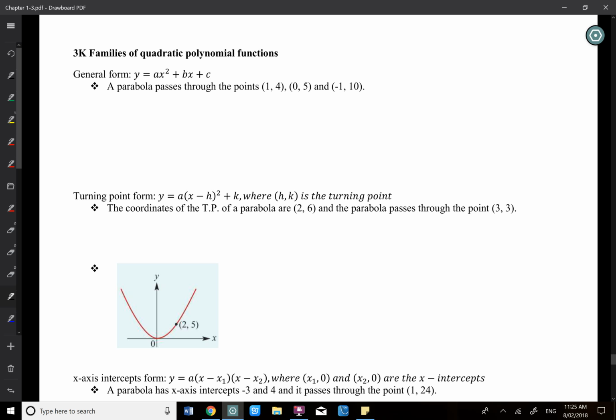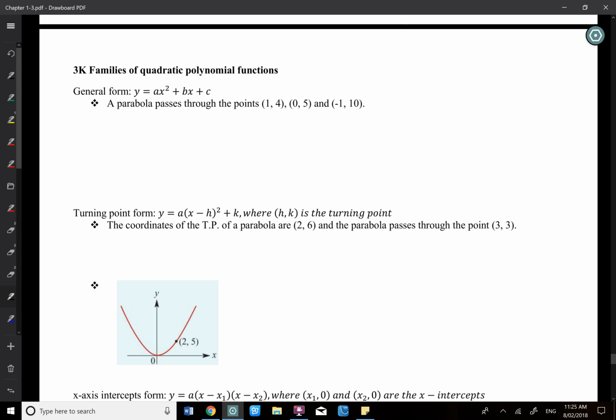Next page. Okay, this is called the family of quadratic polynomial functions. Do you remember we learned the family of linear functions at the very beginning? We said there are 2 different cases for a family of linears. One is they are all parallel to each other, and the other is they all pass through the same point. When they pass through the same point, we can say they pass through the y-intercept, x-intercept, or any other point.